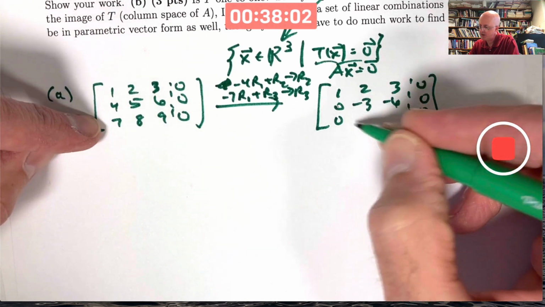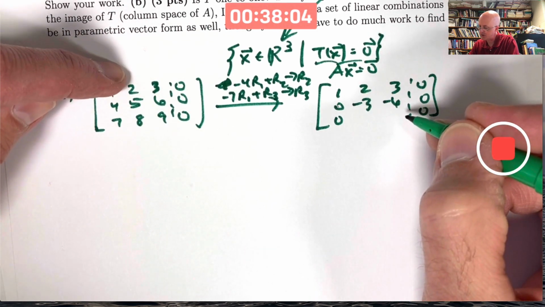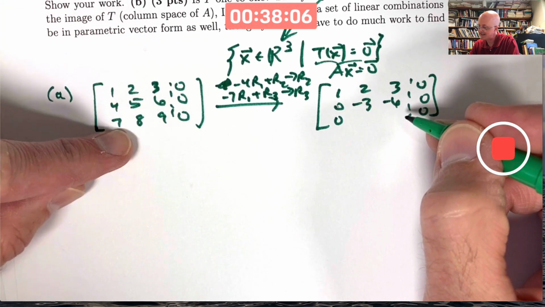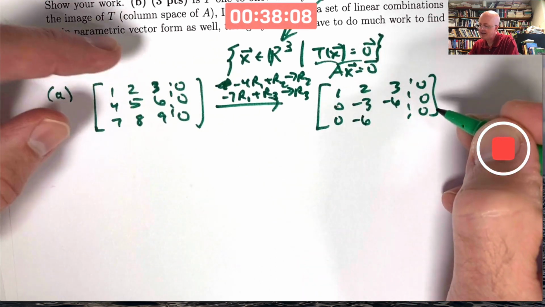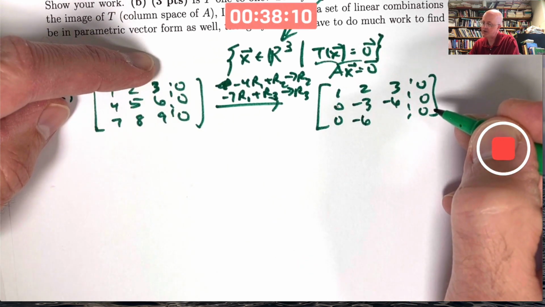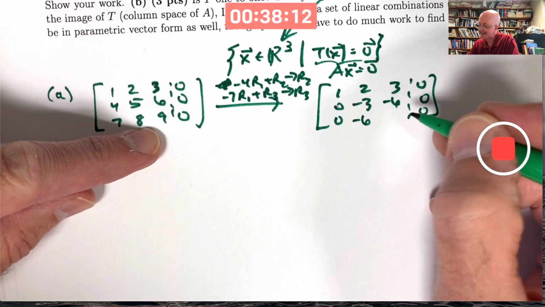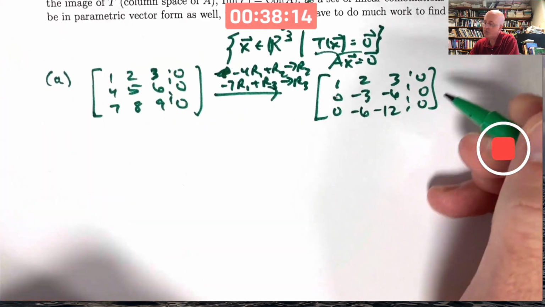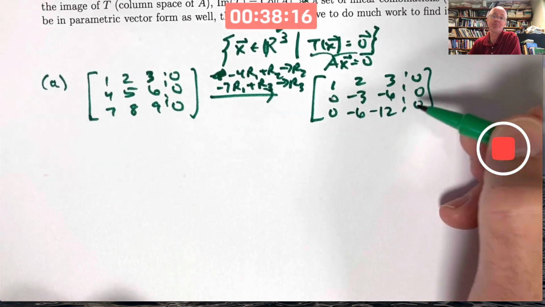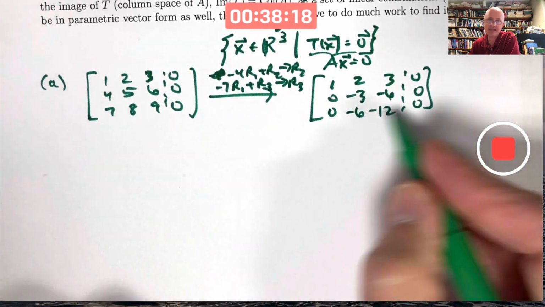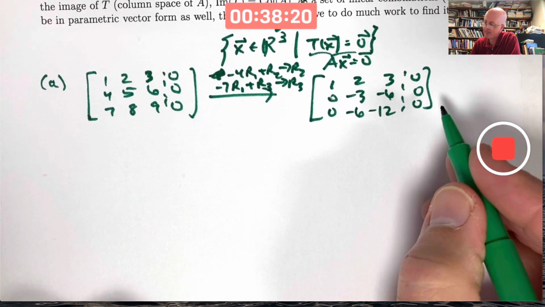Now figure out what goes there. -7 times 2 is -14, plus 8 is -6. And -7 times 3 is -21, plus 9 is -12. And lo and behold, I do see these two rows are multiples of each other. That is going to guarantee all zeros in the bottom row here.